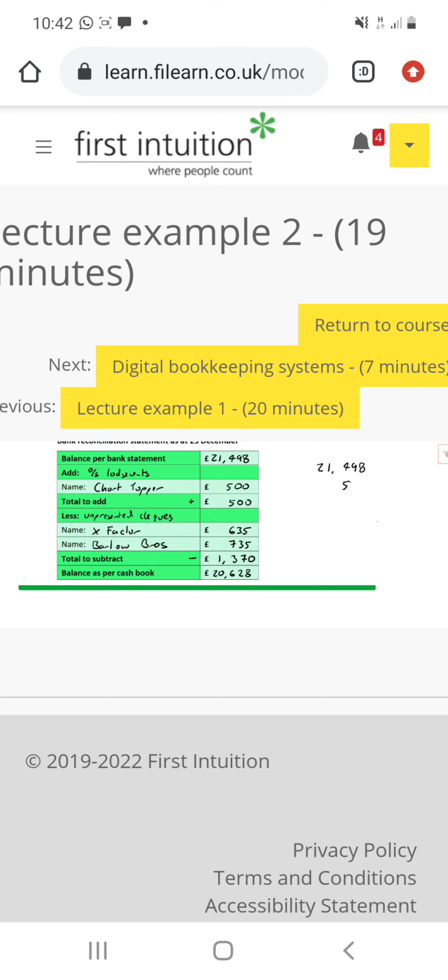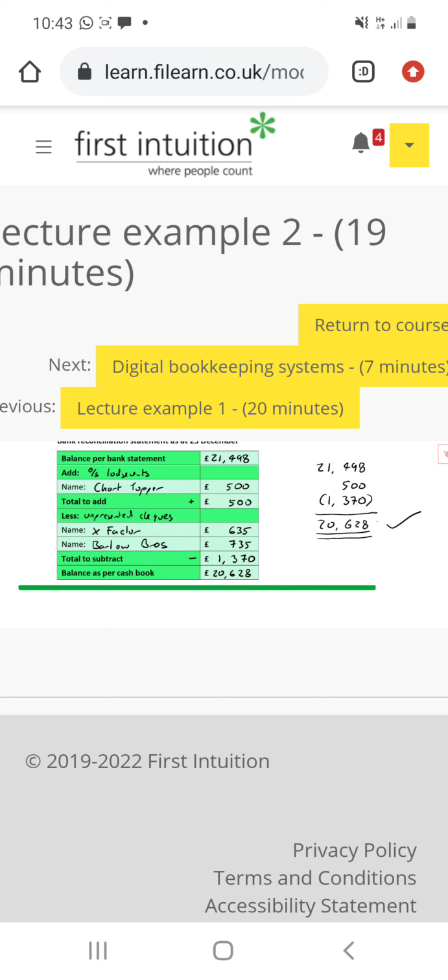And then the question is, does 21,498 plus £500 less 1,370 all come down to 2628? Does that actually balance off? Yes, it does. We have correctly reconciled it. So again, we now know the only reason that the cash book and the bank statement are showing a different figure is because of timing differences. We've sorted out all the errors in between.